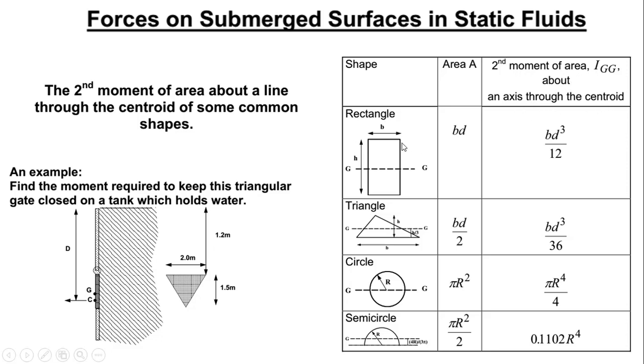If it's a rectangle, we use b d to the power 3 divided by 12. Which means I'll give you this table in an exam, so there's no need for you to memorize this part. So for example, a question can come like this: find the moment required to keep this triangular gate closed on a tank which holds water.